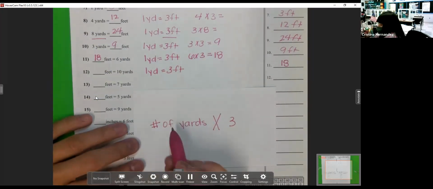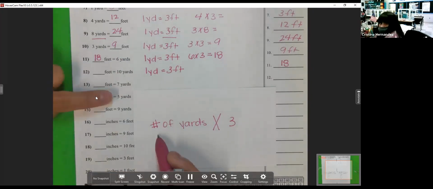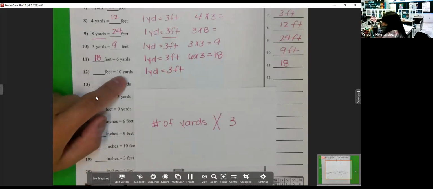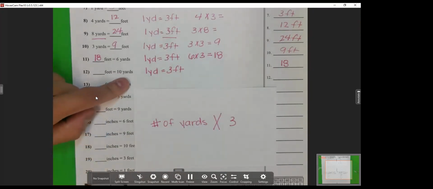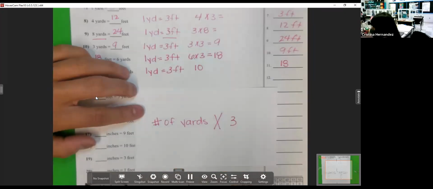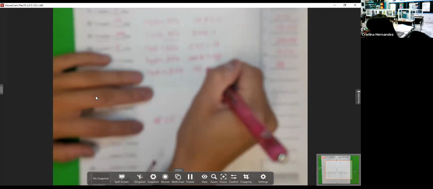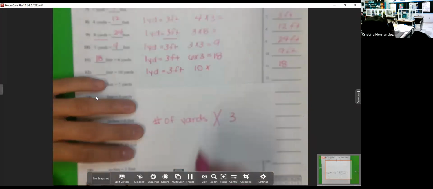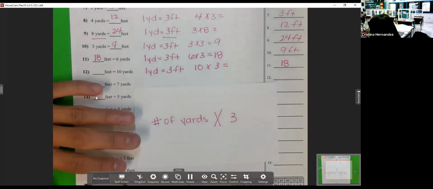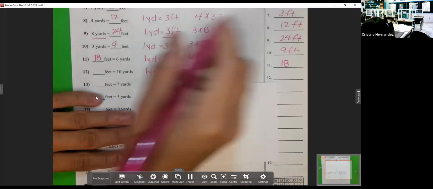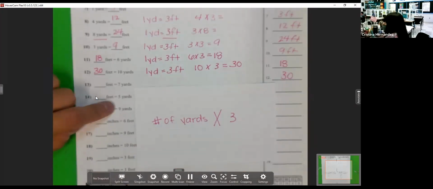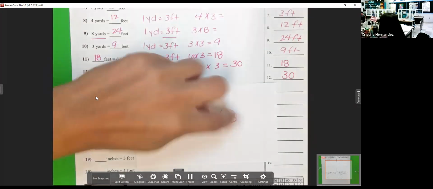So how many yards are we converting on number 12? We're going to use this formula. How many yards are we converting on 12? 10 yards. 10 times what number? 10 times 3, yeah. Equals what? 30. 30 feet, yeah. This is the little formula you would be using. Or if it were in inches, you would just switch it to 12.